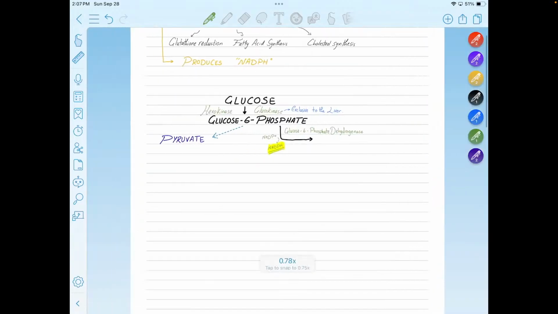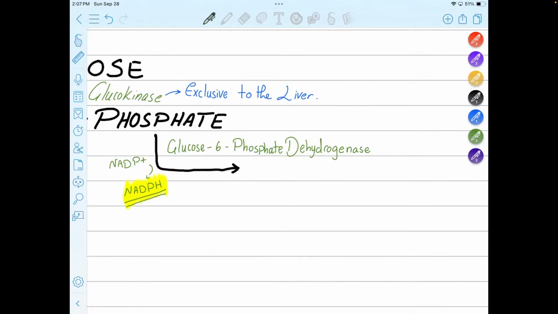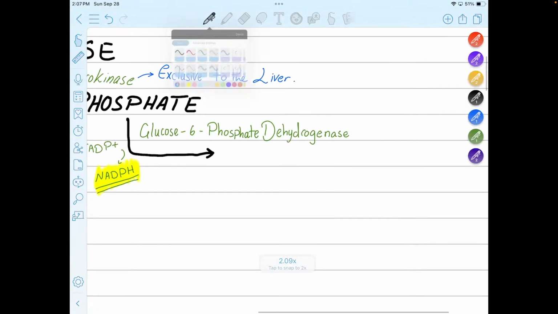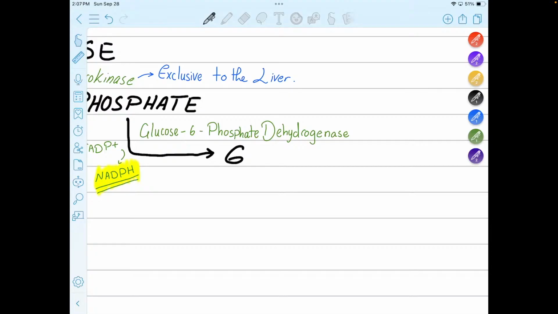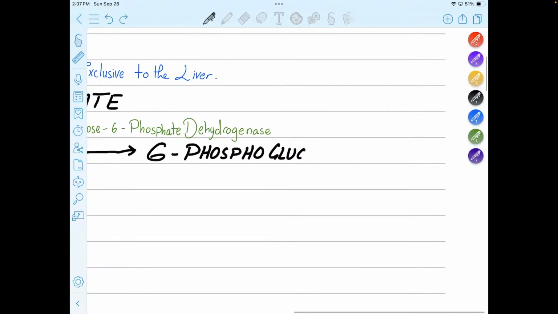Big name, but you need to remember this name. So this would form what is known as 6-phosphogluconolactone. Glucono, lactone.